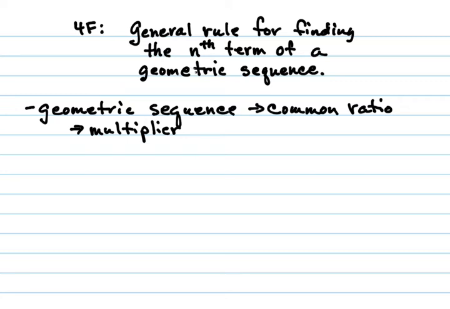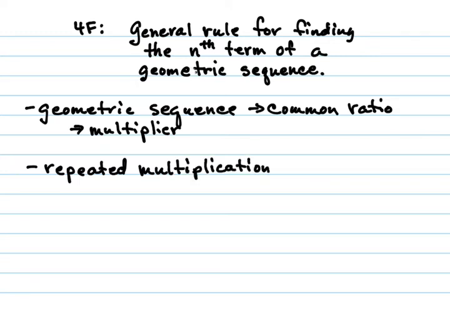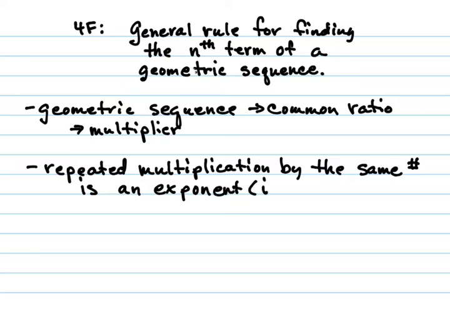If that's the case, remember that repeated multiplication by the same number is an exponent or an index, depending on which term you like to use. So if you're multiplying over and over by the same exact number, then you're using an exponent. So say, for example, let's consider this.